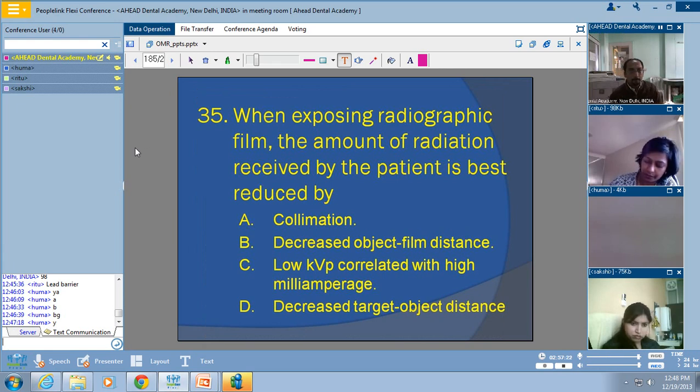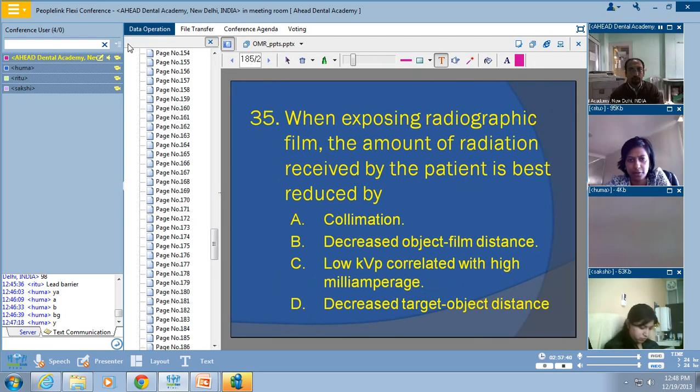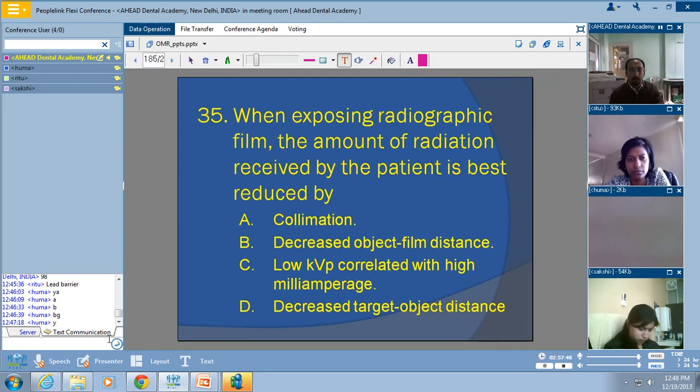Okay? 35th. How do we best reduce the radiation exposure among these four things? Can you make out? Collimation, will it be good? Even collimation is good. Decreased object to film distance might help us but not really cause reduced exposure. Low kVp will in fact cause an increased patient radiation exposure. Decreased target object distance can still be a better answer. So we are left with choice A and D.